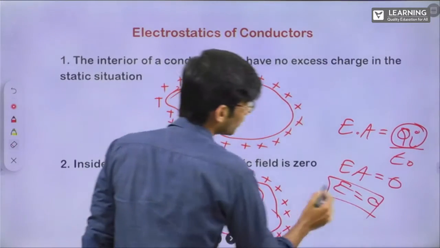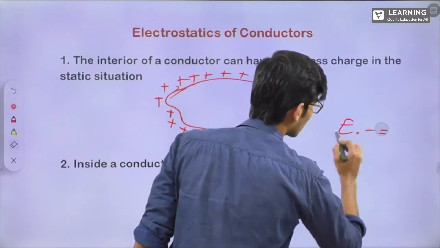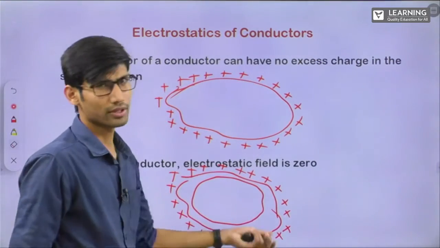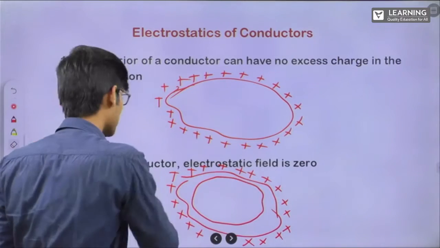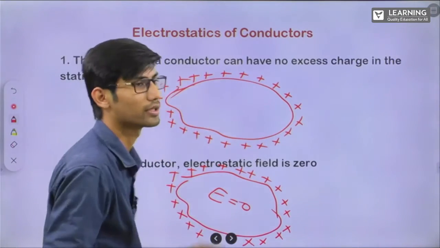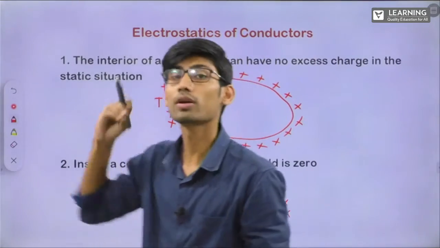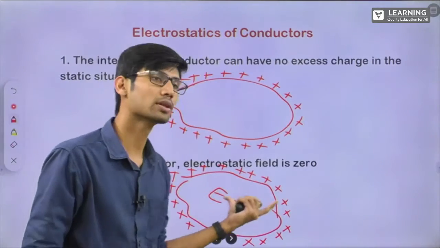Correct? So now, there are a lot of ways to understand why the electric field inside this will be 0. Since there is no charge, the electric field inside will be 0. In every conductor, this is true. Whatever be the shape of the conductor, this is true.